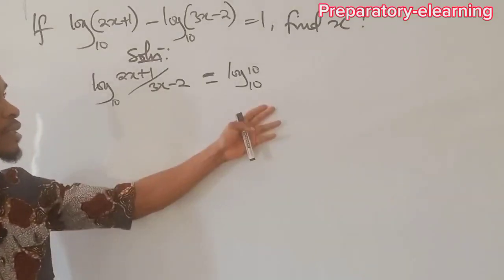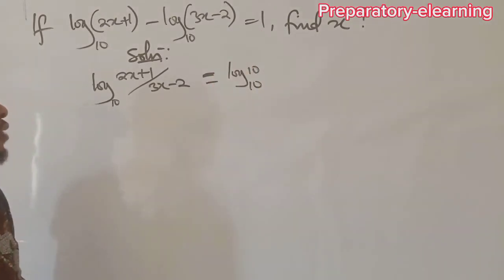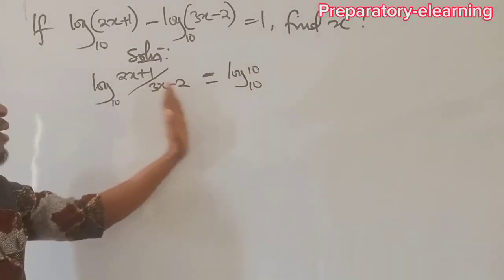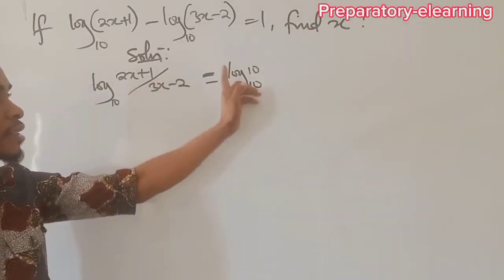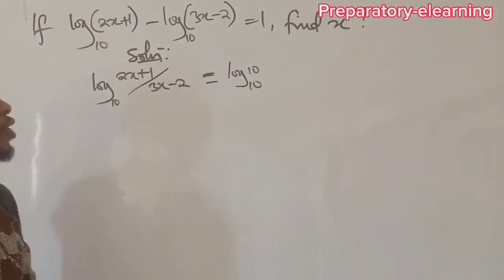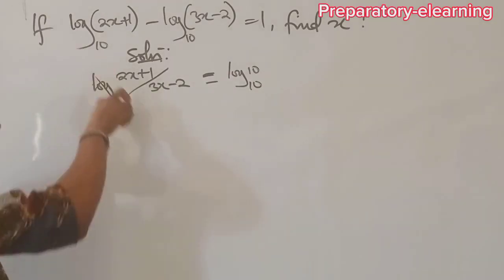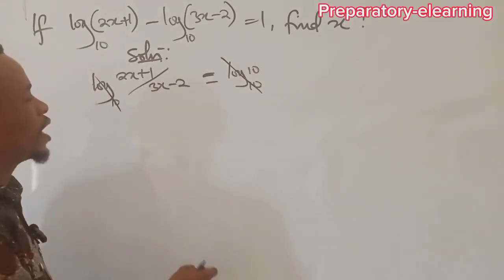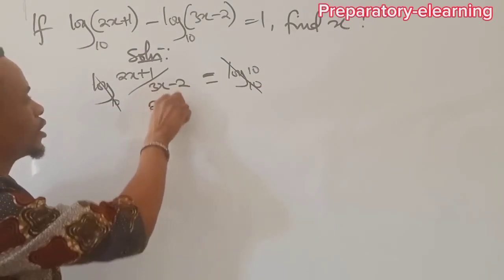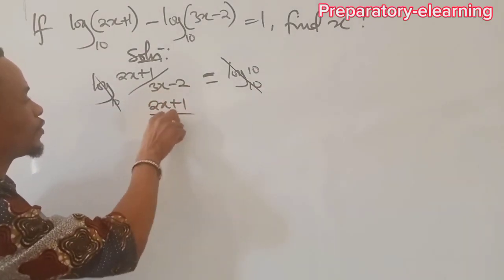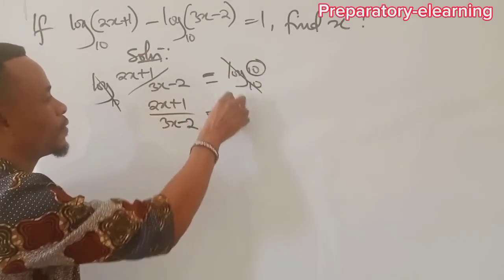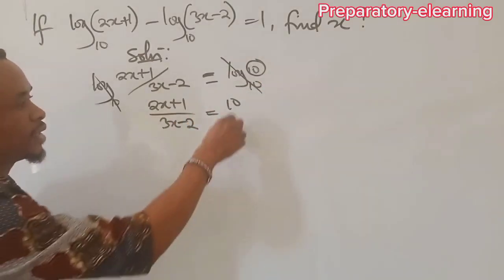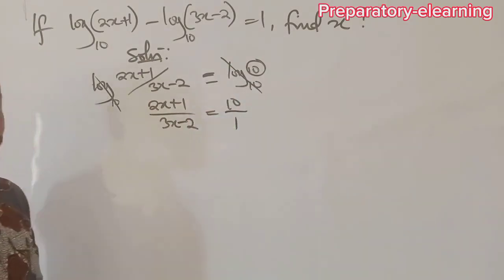Of course, log 10 base 10 is 1. You can now see that in this equation, the left-hand side has log base 10 and the right-hand side has log base 10. What do we do? They cancel out. What is left there is 2x plus 1 all over 3x minus 2 equals what? Only 10 is left. Equals 10. We can say 10 over 1.